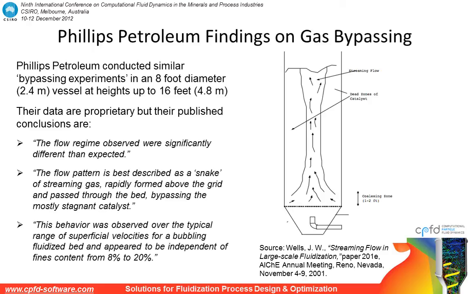The behavior that Phillips had observed, as opposed to the PSRI experiments, showed that at the superficial velocities that they were looking at for a bubbling fluidized bed, the fluidization appeared to be independent of fines content. But it's possible that their fines content didn't drop low enough in some cases to impact the fluidization behavior dramatically, or possibly that their larger diameter bed may have had something to do with the sensitivity to fines content. But there's no questioning the impact of particle size distribution on fluidization behavior.